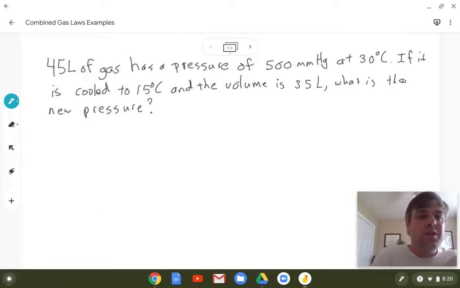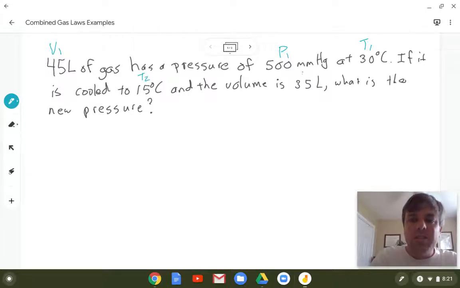It says 45 liters, that's a volume, and we'll call that volume 1. This is the first one we get to. Then 500 millimeters of mercury. This is a pressure. We'll call that pressure 1. And 30 degrees Celsius, we'll call that temperature 1. If it's cooled to 15 degrees Celsius, well, that's temperature 2.